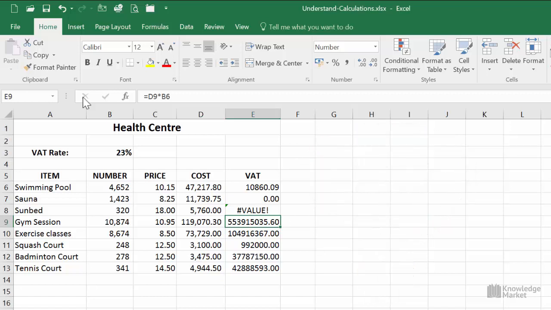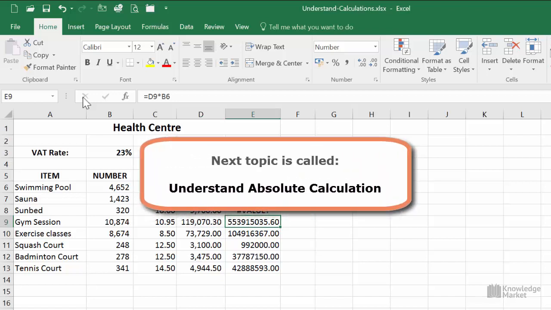Our next topic will introduce absolute calculation, and this understanding of relative and absolute calculation is the basis for the more advanced calculation in levels 2 and 3 of this course. If you're moving on to that next video called Understand Absolute Calculation, then you can keep this workbook open.